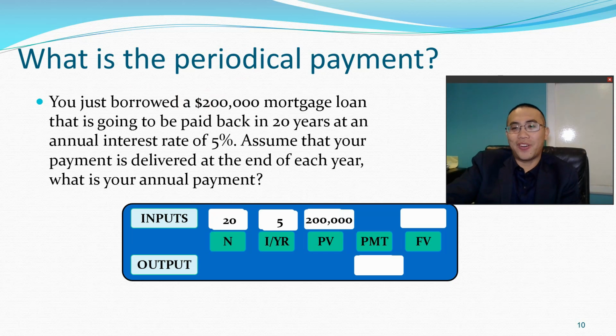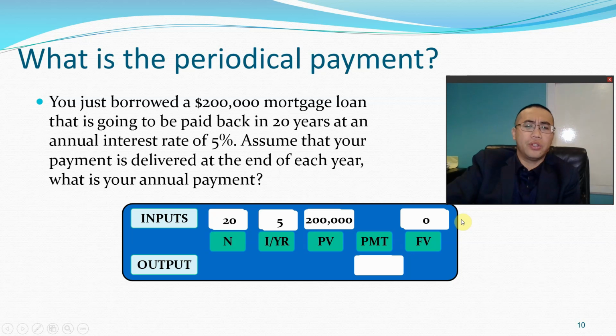Although you're spending 200,000 to buy a house, the thing is, from the bank you are borrowing 200,000, so that has to be positive. And then you have a 0 future value because your cash flows are only the 200,000 mortgage loan upfront and the annual payment for each year in the next 20 years. And there's no additional payment 20 years later in addition to the annual payment. So that's why you need to set your future value at 0.